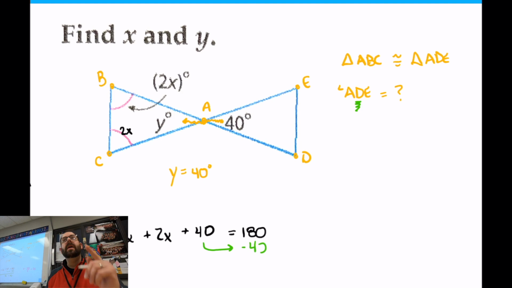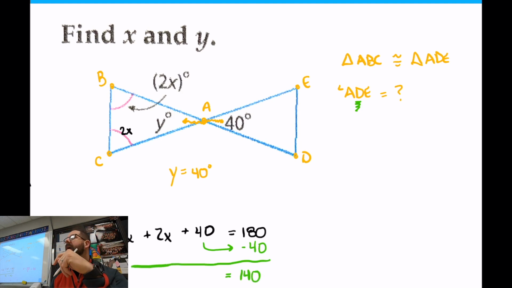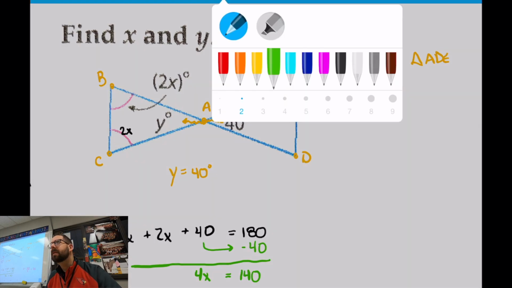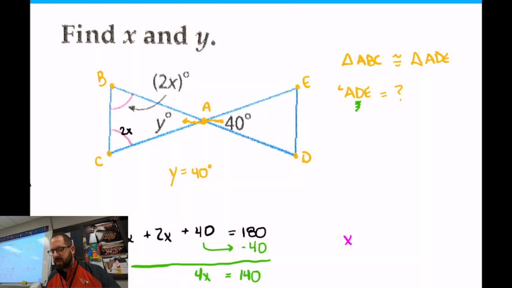Now that we know x is 35, you can go plug it back in, and then we can answer the question, right? The question is, what is angle ADE? So we take my 35 and plug it back into my picture. So if I plug a 35 in here, that's 2 times 35, which is, what, 70? And then I can transfer those over to the other picture, because everything in the pictures is supposed to be congruent.